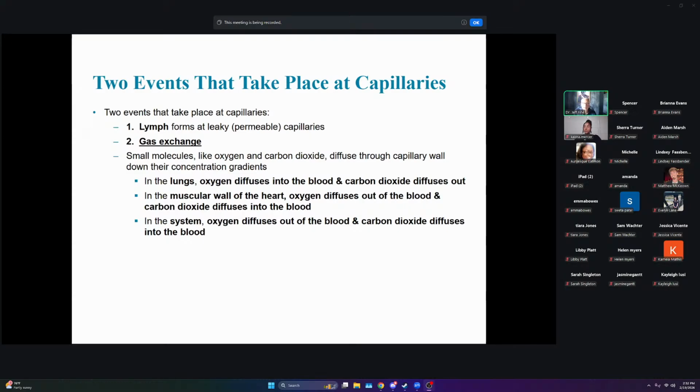So at the capillary beds, the two main events are gas and nutrient exchange and the formation of lymph, that extracellular fluid.